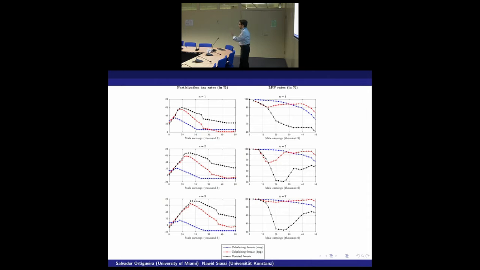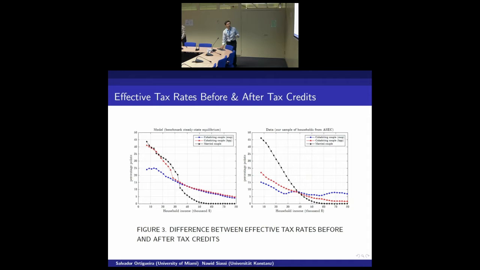Okay? So keep in mind that a transfer program based on household earnings might have huge distortions on secondary earners. This is the main message of the graph. Okay? So I have half an hour. I briefly want to discuss effective tax rates before and after tax credits, just to see how tax credits affect the effective tax rates of the units.